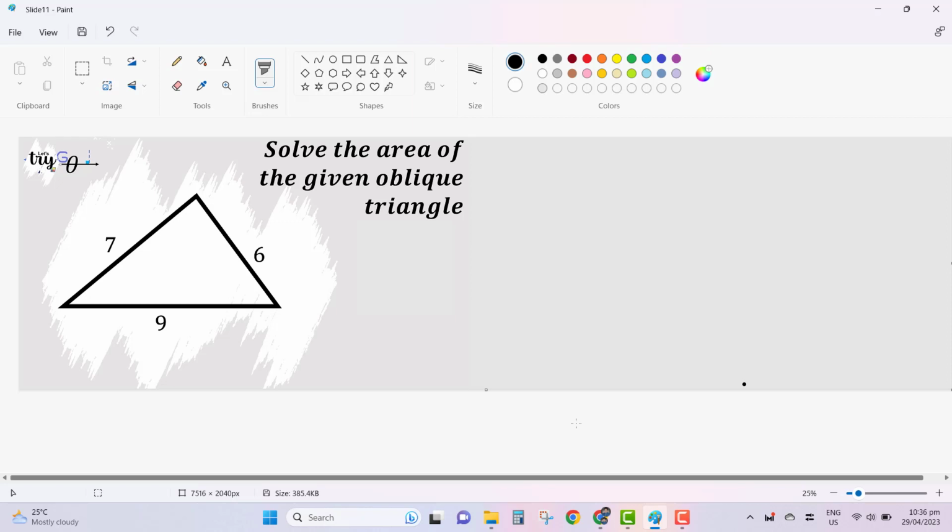Hello there! We are intended to solve the area of the given oblique triangle for this video. Our triangle here has values for all of its sides. We have 7 here. We also have 6 in this side and 9 on this side. All of the sides of this given oblique triangle are given. No other values are given.